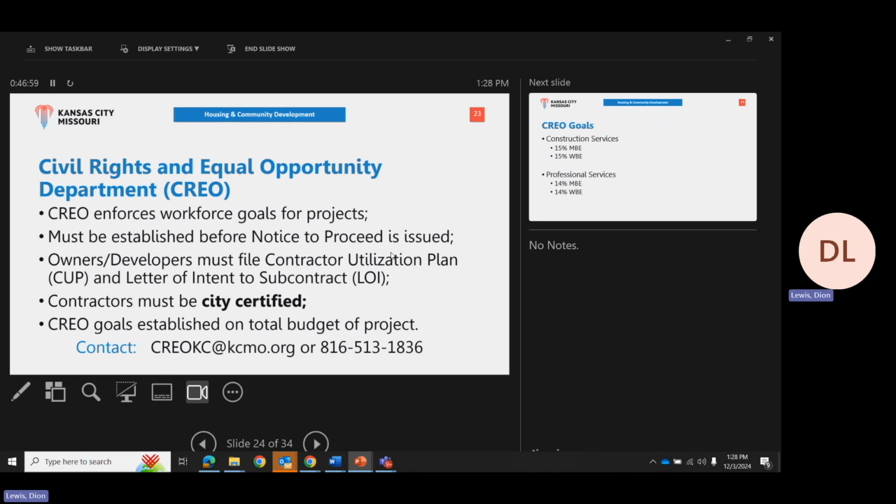So not only do you have to get your environmental done before you can contract, but even once you contract, you won't get access to funds until you get an established notice to proceed based upon the guidelines your program manager established. One of those things is being signed off by Creo, stating that you have an approved CUP on file.